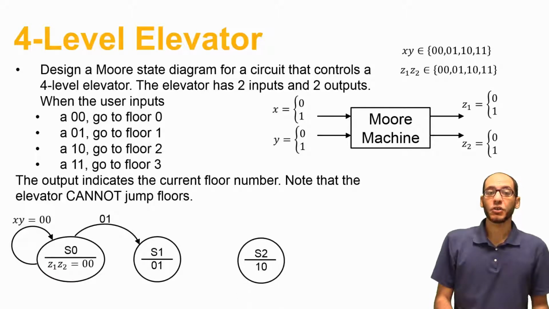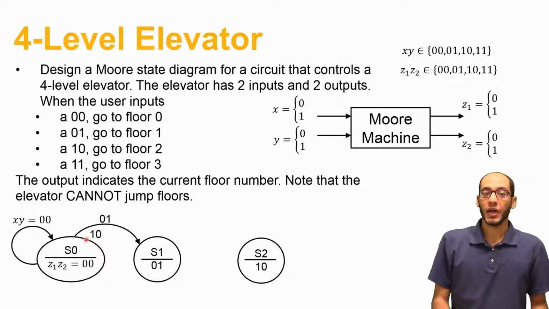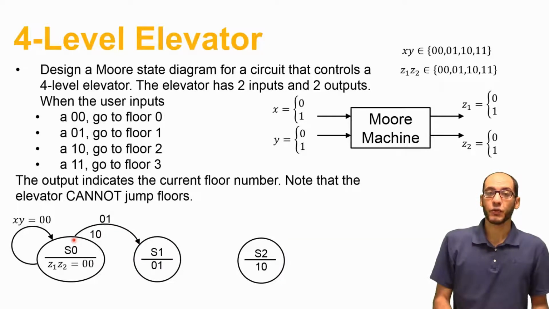Well, in that case I need to go to state S2, but of course we cannot jump the floors, so we need first to go to state S1 and then from S1 to S2. So I'm going to write down a 1, 0 at that arrow to represent that this arrow lets the system go from state S0 to S1 if an input of 1, 0 occurs. If we see an input of 1, 0, then we're going to go to state S1.